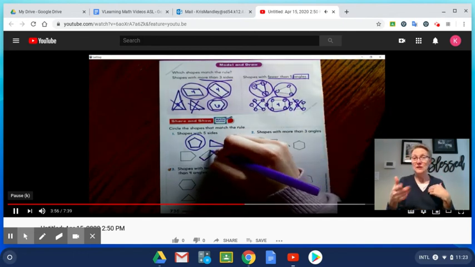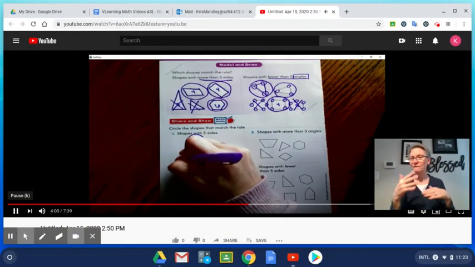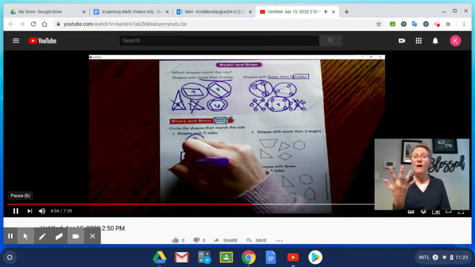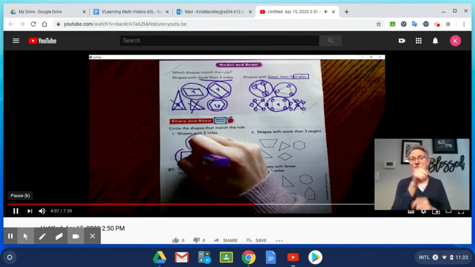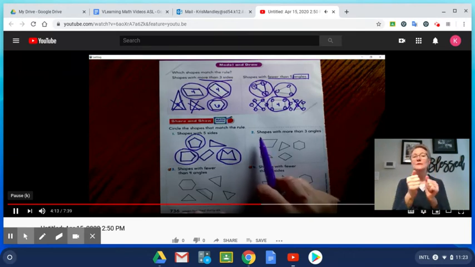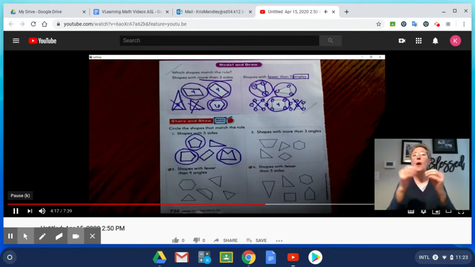1, 2, 3, and 4. That does not. 1, 2, 3, 4, and 5. This one does. So I'm done. I circled my shapes with 5 sides. Question number 2 says shapes with more than 3 angles. So I need them more. They cannot be exactly 3. It needs to be more than 3 angles.